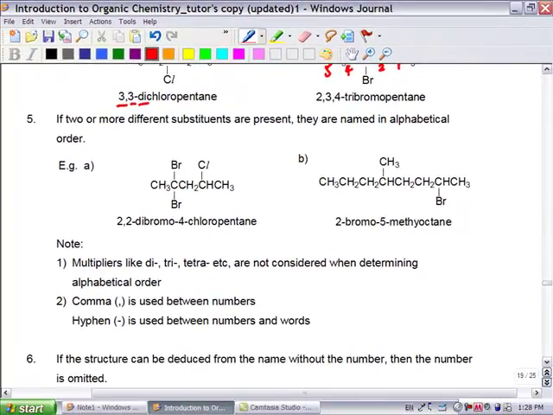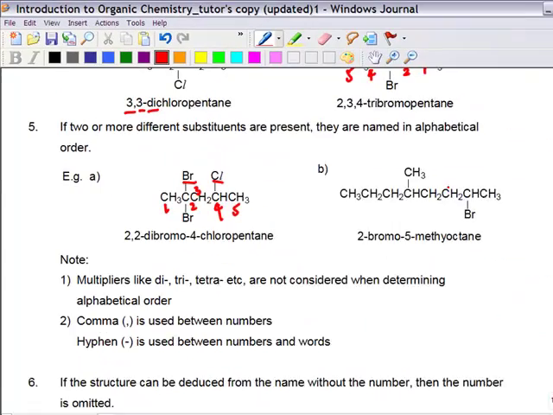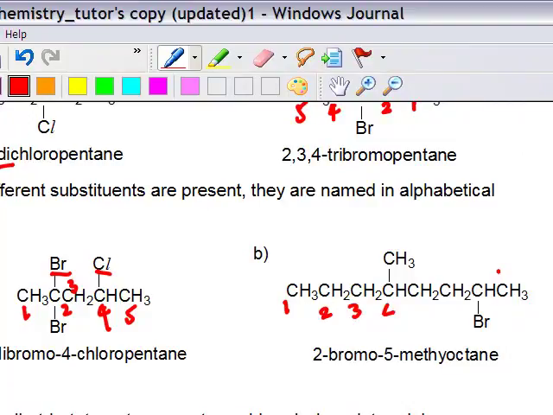Let us look at step number 5. If different substituents are present, they are named in alphabetical order. For example, if bromine and chlorine are present, you will name the bromo first before the chloro. Hence, for this example, we will have 1, 2, 3, 4, 5, a 2,2-dibromo-4-chloropentane.